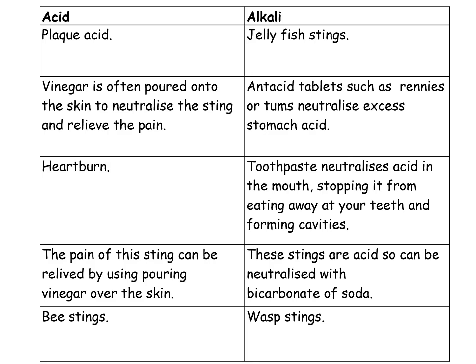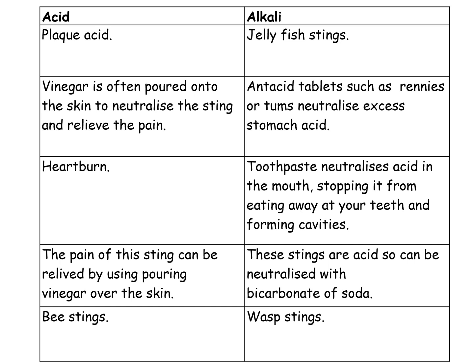Okay, so in your booklet you have this table. It's marked as a homework, but we're doing it in the lesson instead. What you need to do is highlight or colour in the 2 different sides to match each other up. If you don't have colours, then you can number them 1 to 5 here, and then 1 to 5 as they match up here. For example, plaque acid would match with toothpaste neutralises acid in the mouth, stopping it from eating away at your teeth and forming cavities. So pause the video while you match these up.